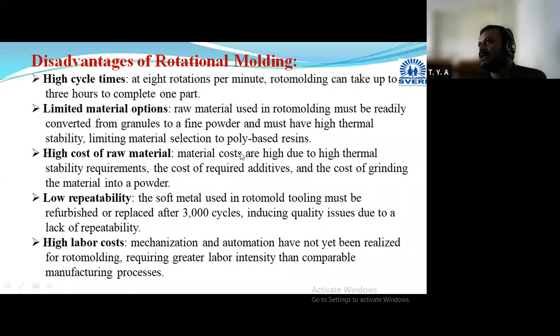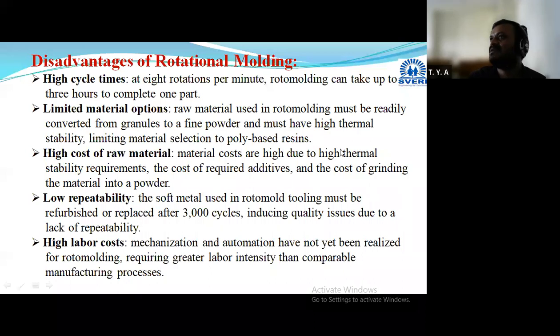Then the raw material, very limited raw materials can be used, as we are converting the raw material into powdered form. First, we are grinding the raw material and forming the powder. Some plastic materials are very difficult to grind. Some thermosetting materials take more time, more energy and more money also. So you can add that in the disadvantages.